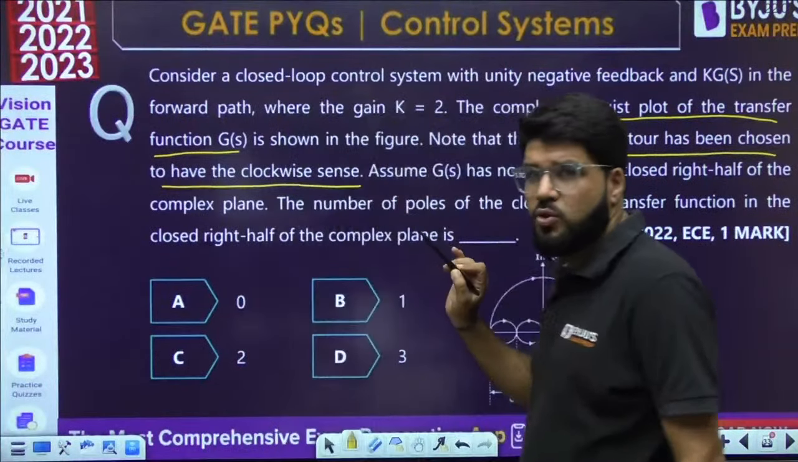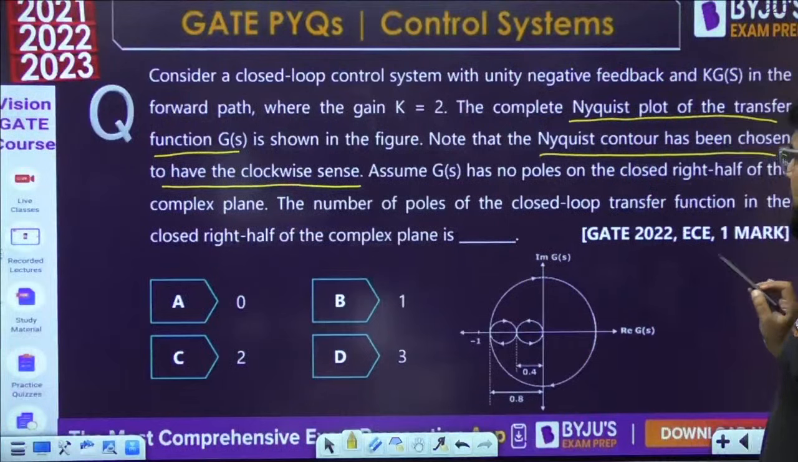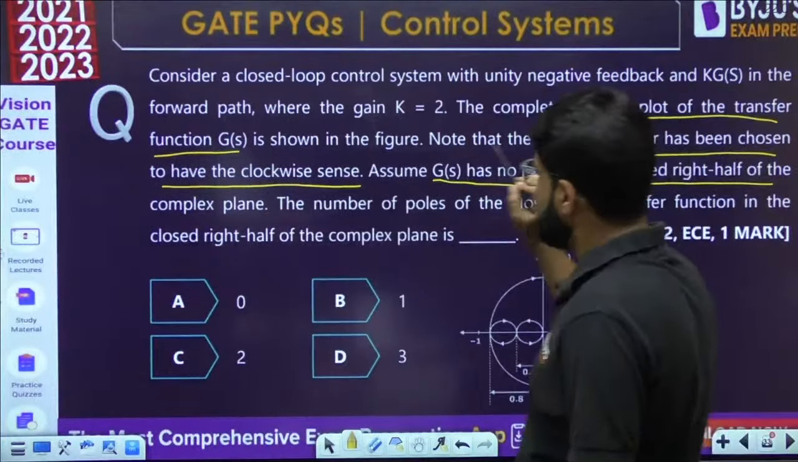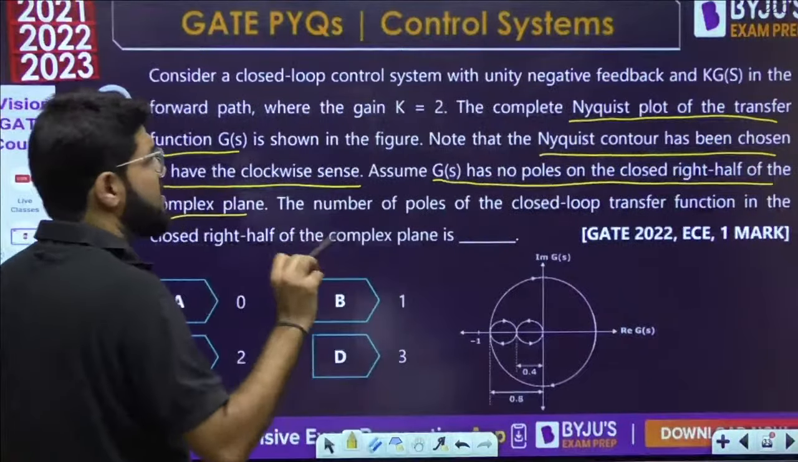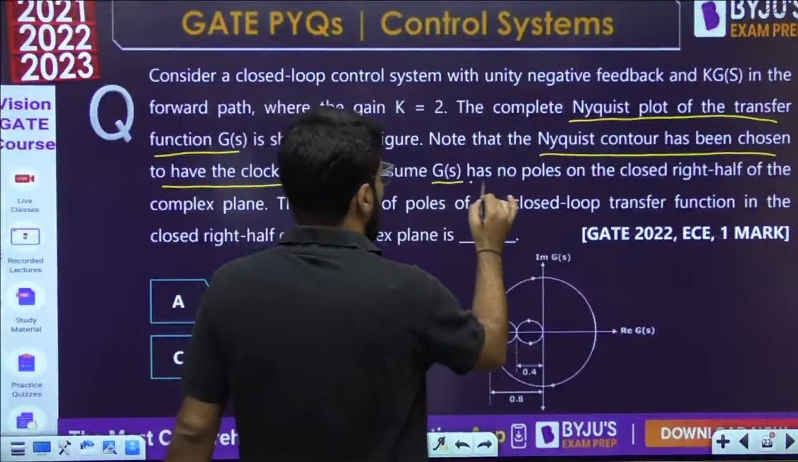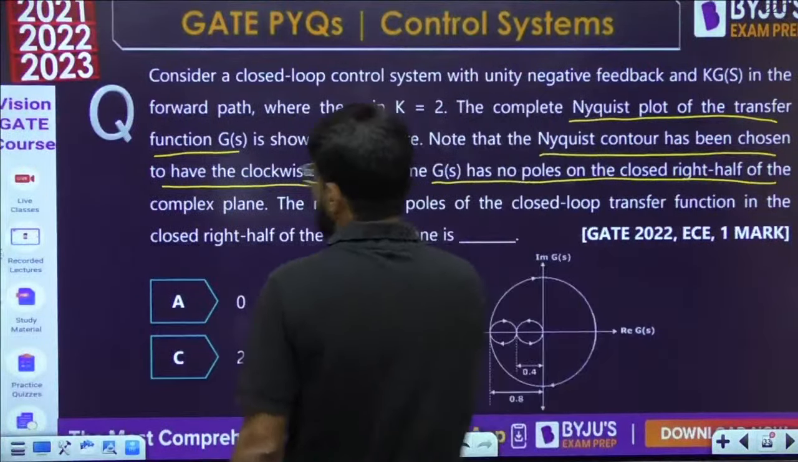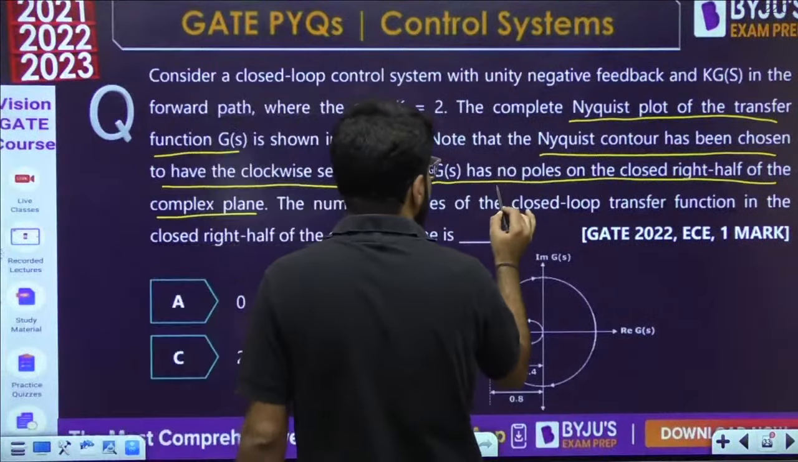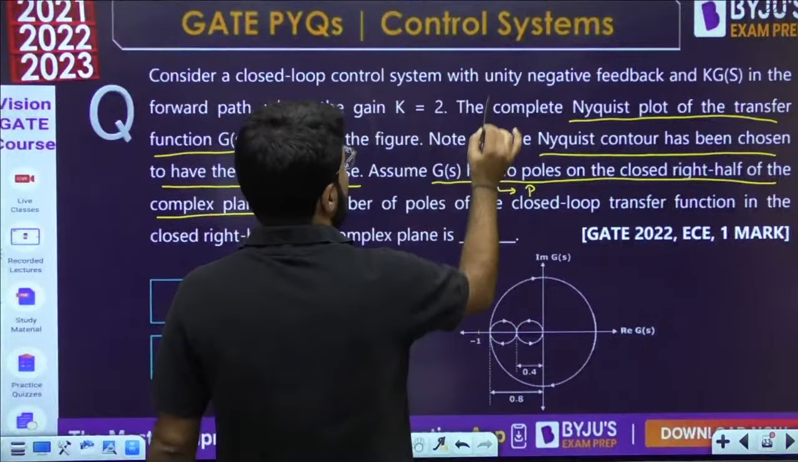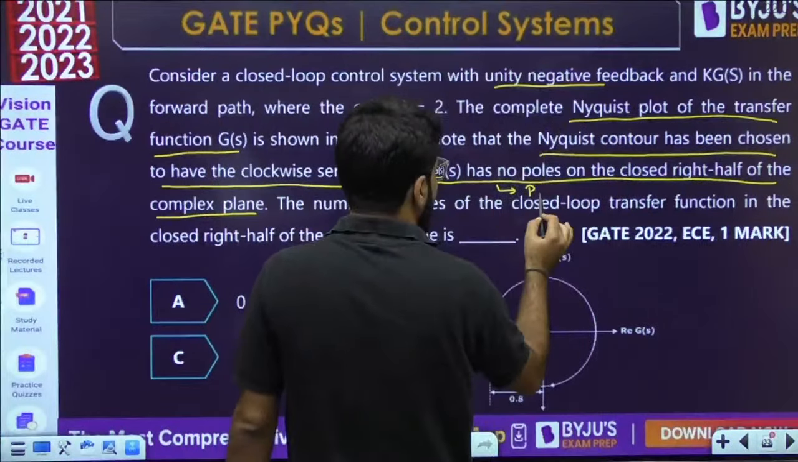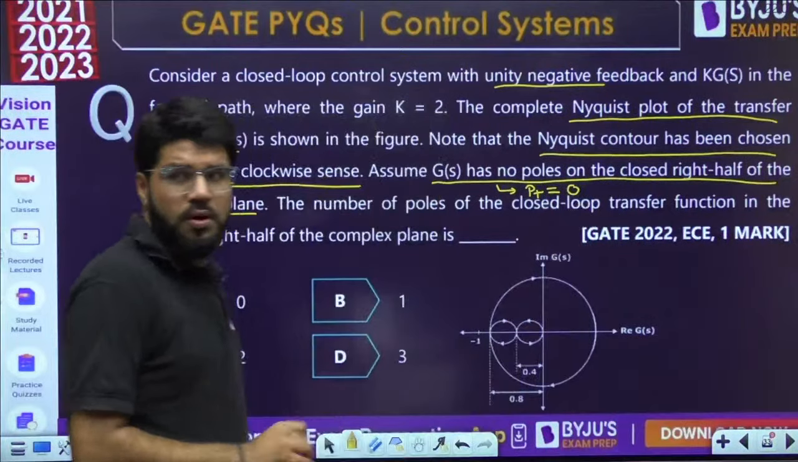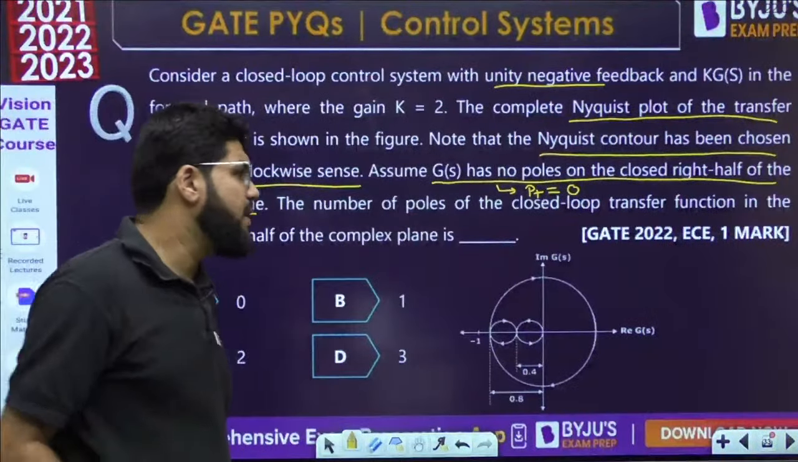So, here it is given, no confusion. Assume that G(s) has no pole on the closed right half of the complex plane. What is the meaning of this definition? It simply means that P plus, the poles of G(s)H(s), with unity feedback, in the RHP is nil. So, P plus is 0. P plus meaning is common, as I explained to you.